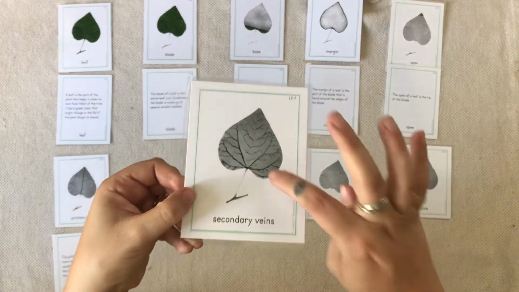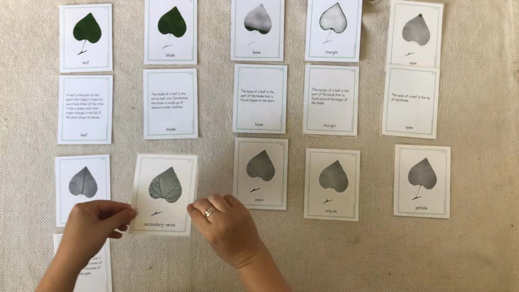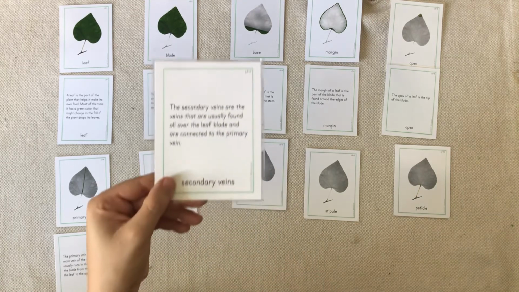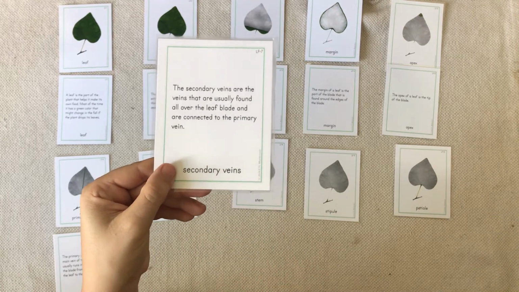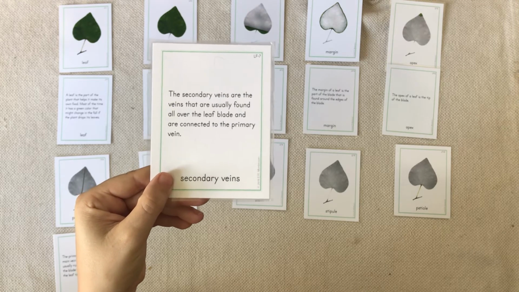Now we have the secondary veins. The secondary veins are the veins that are usually found all over the leaf blade and are connected to the primary vein.